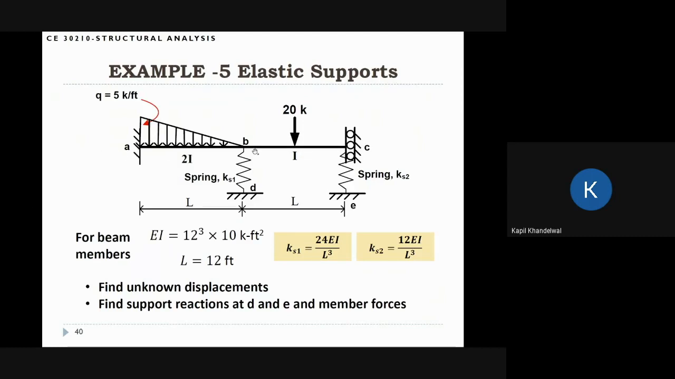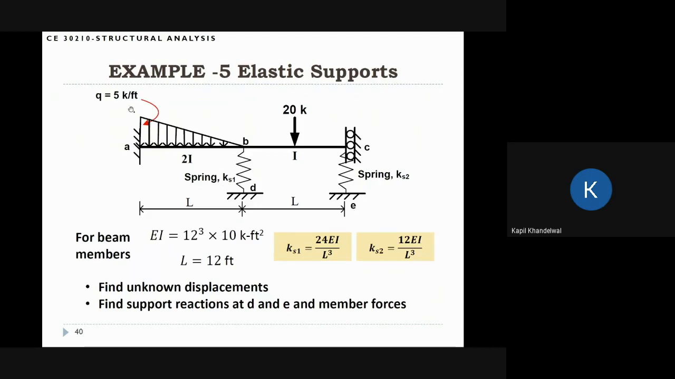One span is AB, the other span is BC. For the AB span, the I for the beam is actually 2I. For BC, the I is just I. So the moment of inertia of the beam is changing. The span length is the same.